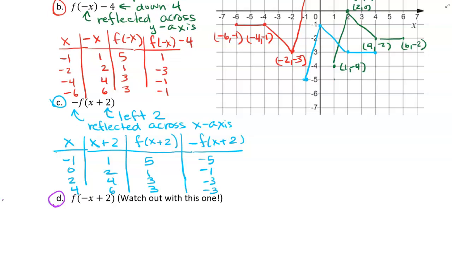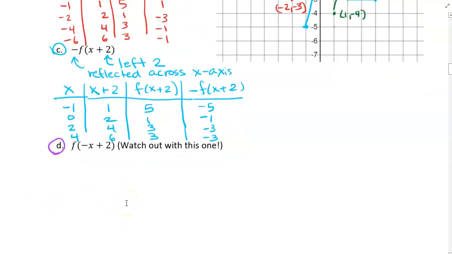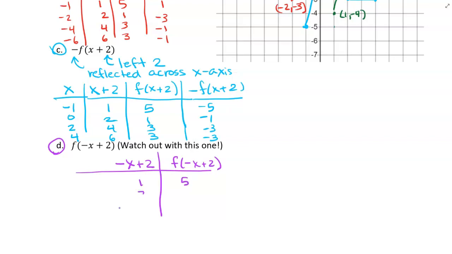So this is where a table comes in handy. I'll have to come back up to the graph, but we'll just go ahead and make a table. So the input to the function here is -x plus 2. All right. And the output is going to be f of -x plus 2. All right, so the inputs I know are, 1 gives me 5, and 2 gives me 1, and 4 gives me 3, and 6 gives me 3. All right, that's just reading off the graph.